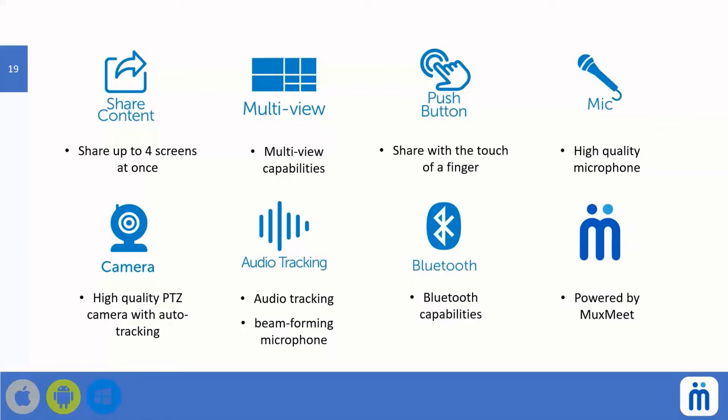So we strive to create good quality microphones and good quality cameras in our products. And we also do audio tracking, so that allows you to follow the speaker or to identify the person that is talking and just zoom onto that person. We incorporate Bluetooth and other wireless technologies to connection that we're going to discuss. And we do have a software, MuxMeet, that will allow you to easily set up and manage the solution that you decide to implement in your particular meeting space.